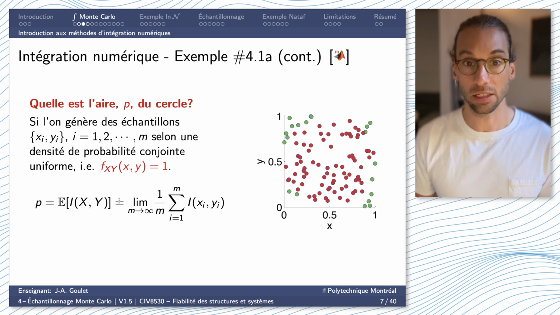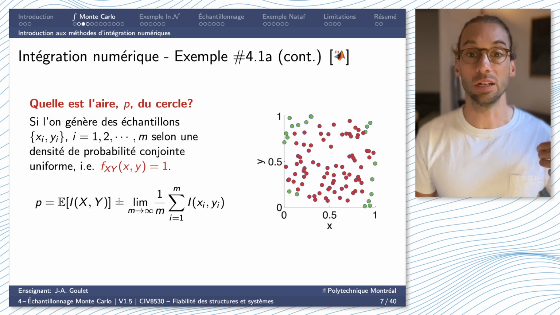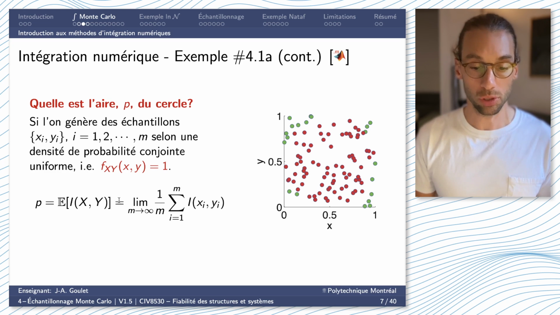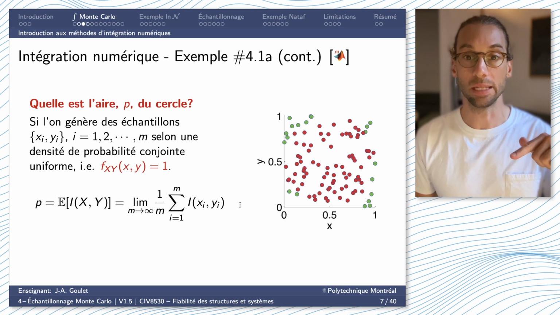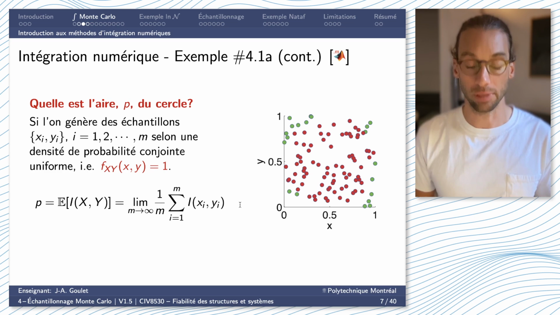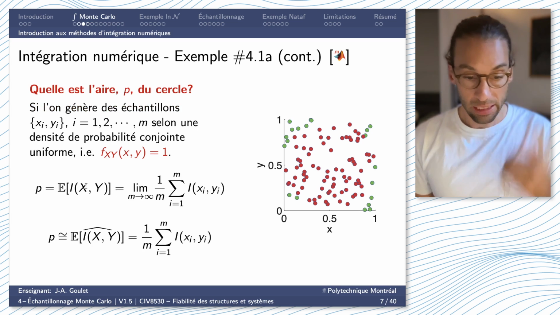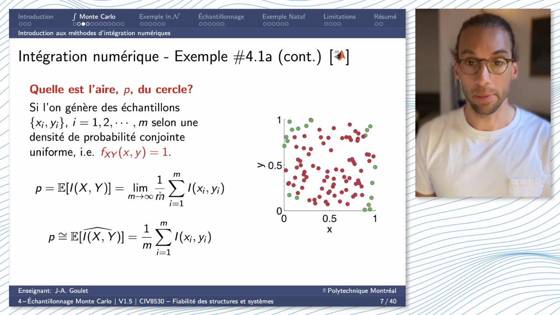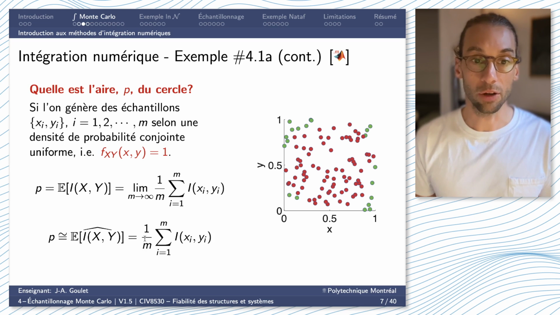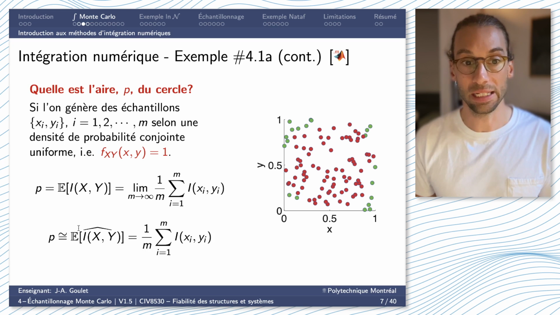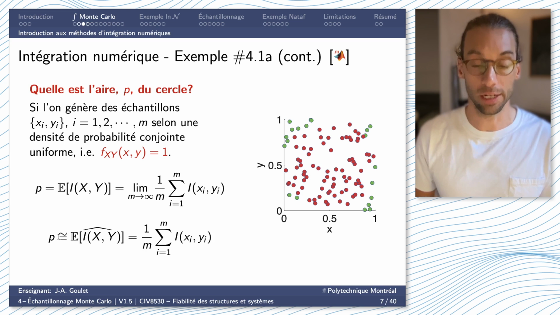So it represents, in the limit where I have access to infinitely many samples, 1 over m, the sum of the values of my indicator function: 1 if I'm inside the circle, 0 if I'm outside. This is exact only if m equals infinity. In practice, we're never going to have access to infinitely many samples. So that's why we're going to rely on a finite set. This is why this is an estimator, so that this is approximately equal to my area.